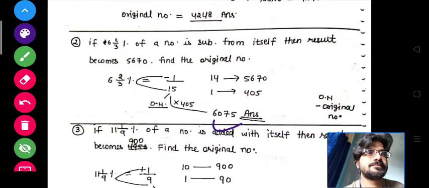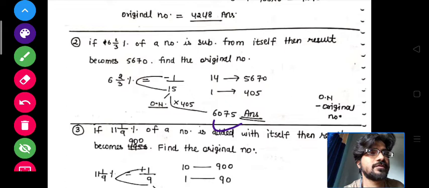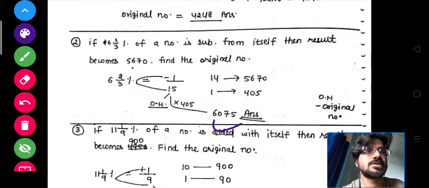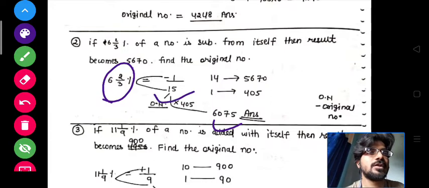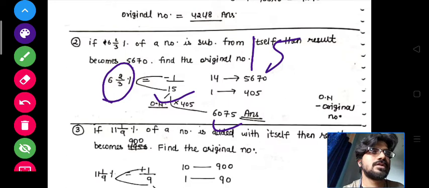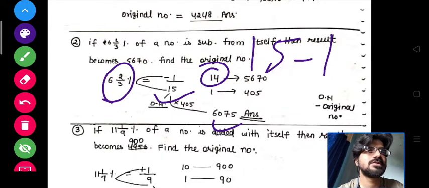Here we have: if 16 2/3% of a number is subtracted from itself. In the earlier question we added it with itself, now it will be subtracted from itself. So you know 16 2/3% of a number means 1/6. You can see from the table that the value will be 1/6. Is subtracted from itself, means 6 is subtracted by 1, which will be 5. So 5, the original number result becomes 5670. The result is given as 5670.